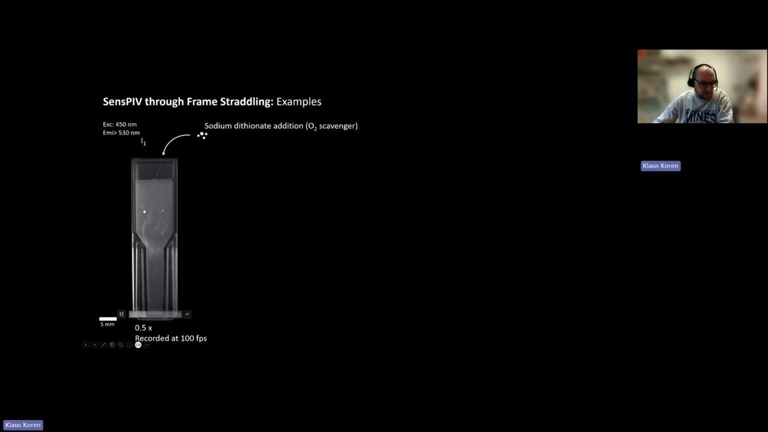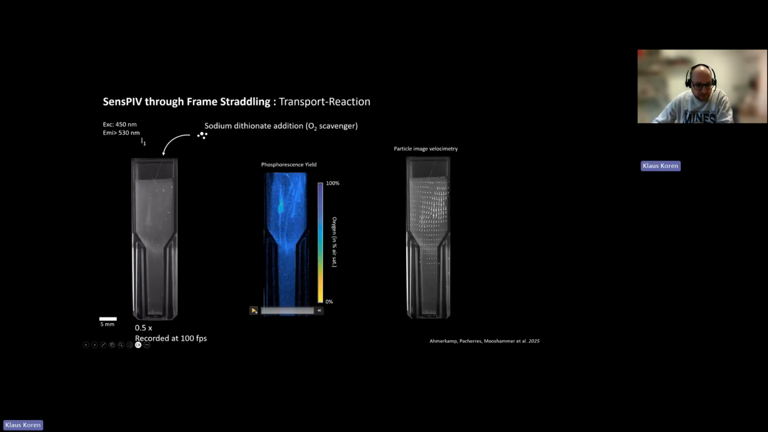Here you see a cuvette filled with nanoparticles, and then we're throwing in sodium dithionite, which is a chemical that reacts with oxygen and consumes oxygen. And if you look at that in the oxygen image, you can actually see those dithionite crystals falling down and depleting the oxygen around them. So you can really follow the chemical reaction. And this is recorded at 100 frames per second. So it's actually slowed down from real speed. So we have really, really fast dynamics, and we can actually follow a chemical reaction, more or less in real time. So that's very nice.